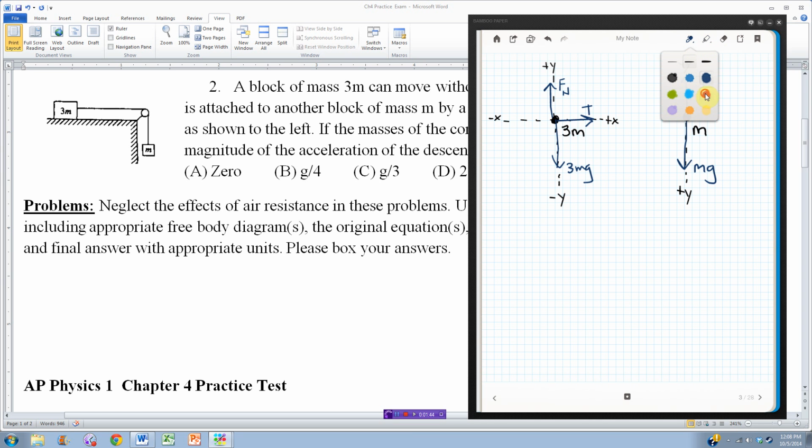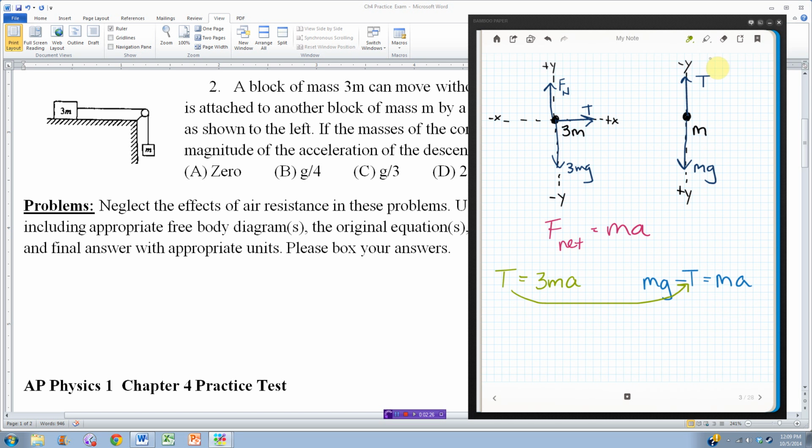Okay. So, Newton's second law says this. For the thing on the left, in the x direction, I've got T for the net force equals mass, which is 3m, times a, which I don't know. Then for the box on the right, in the positive direction, I've got mg. I've got T going up, so that's negative, equals the mass, just m, times a. I'm going to put this T over in there.